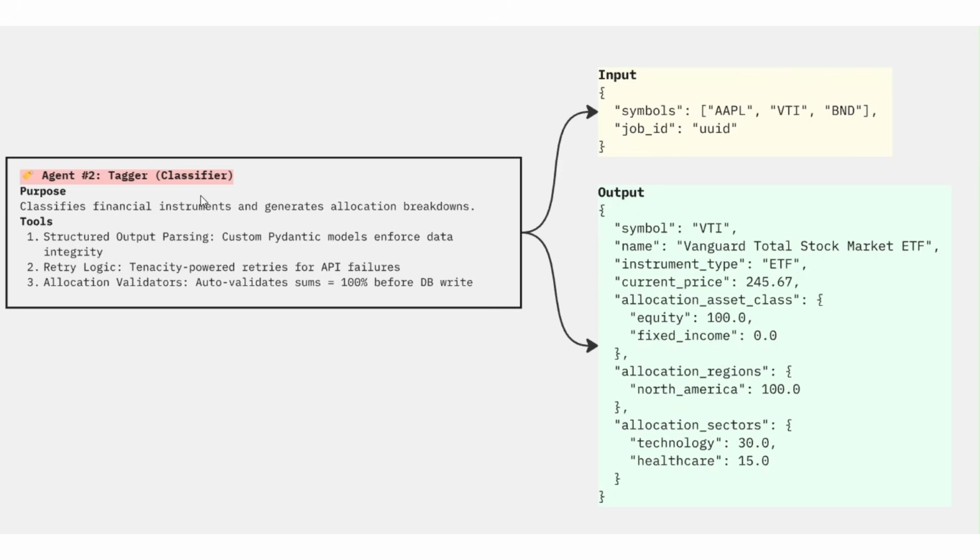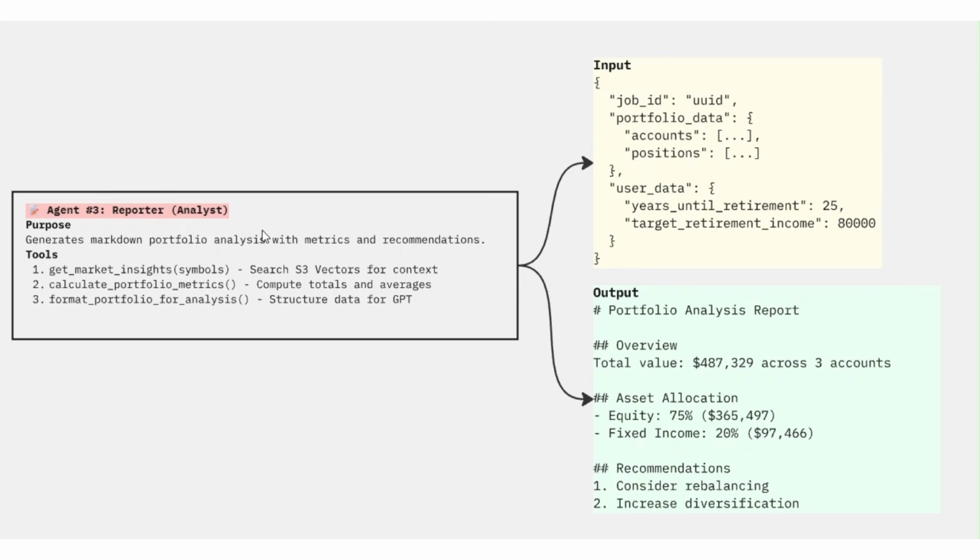And here's the tagger agent. It classifies the financial instruments and generates allocation breakdowns for them. Here's the input and output structure for it. And here's the reporter agent. It generates the portfolio analysis with metrics and recommendations. And for context, it could retrieve documents from the vector store. And here's the input and output structure for it.